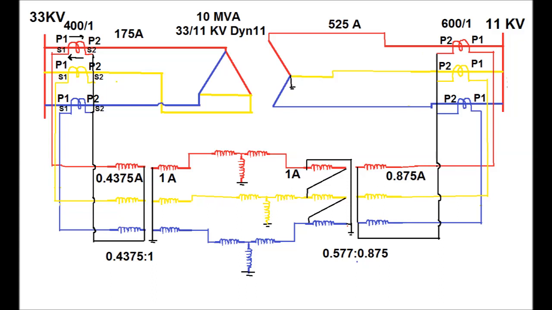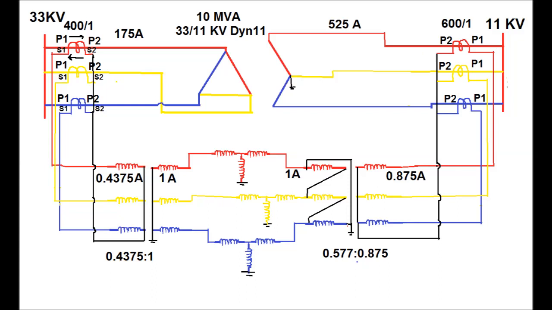Again, since it is delta-star and the vector group is Dy11, there is a phase shift of plus 30 degrees in the LV side. To match this phase shift, and also to eliminate the zero sequence current, we use star-delta. Here the vector group for the ICTs for star-delta should be YD1 type to match the phase shift that occurred in the HV side. That is, here a plus 30 degree phase shift occurred, which is why in the YD1 the phase shift is minus 30 degrees.